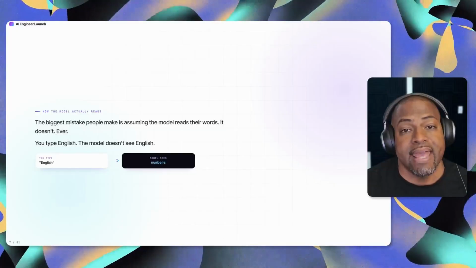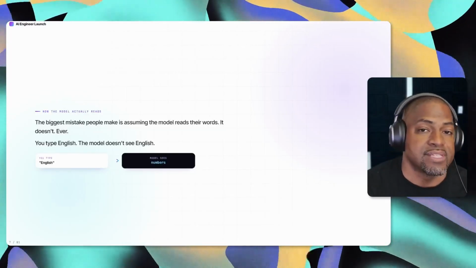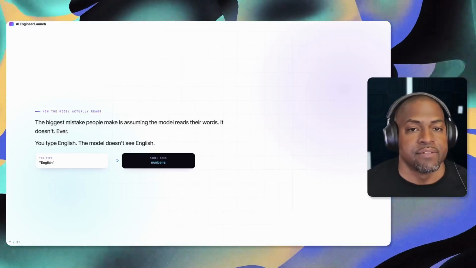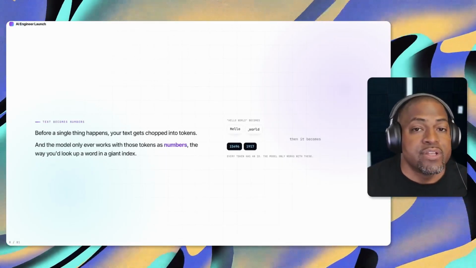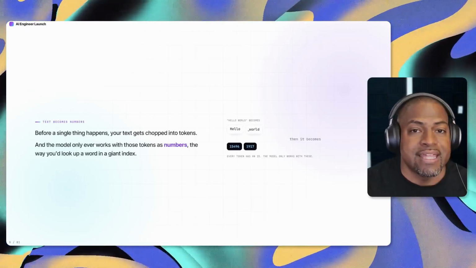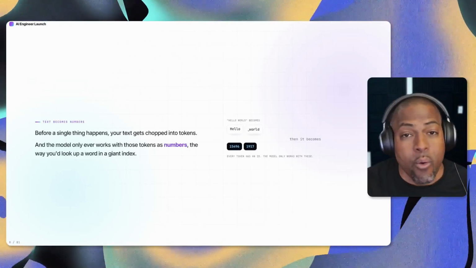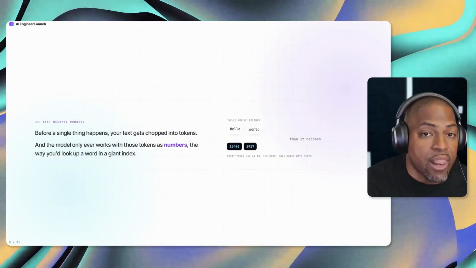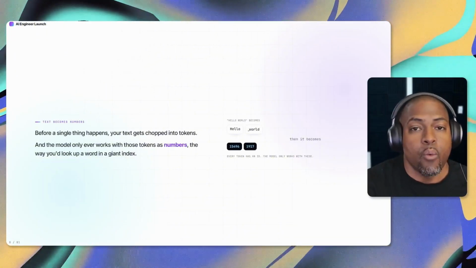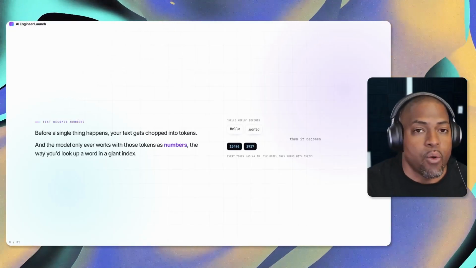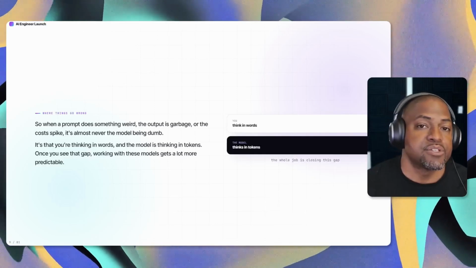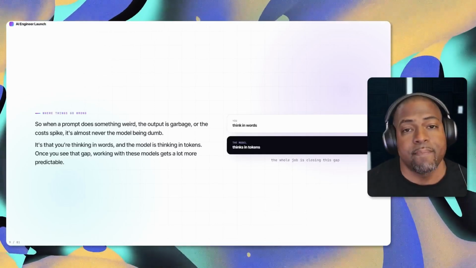The biggest mistake people make is assuming the model reads their words. It doesn't, ever. You type English, the model doesn't see English. It sees numbers. Before a single thing happens, your text gets chopped into tokens. Each token gets a numeric ID. The model only ever works with those IDs. "Hello world" tokens equals "hello" plus "world". Those are IDs 15496 plus 1917, for example. You think in words, the model thinks in tokens. That gap is the source of most confusing failures. The whole job is closing that gap.